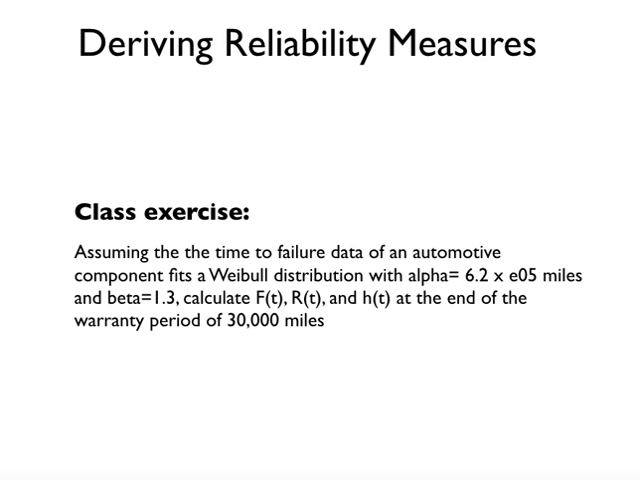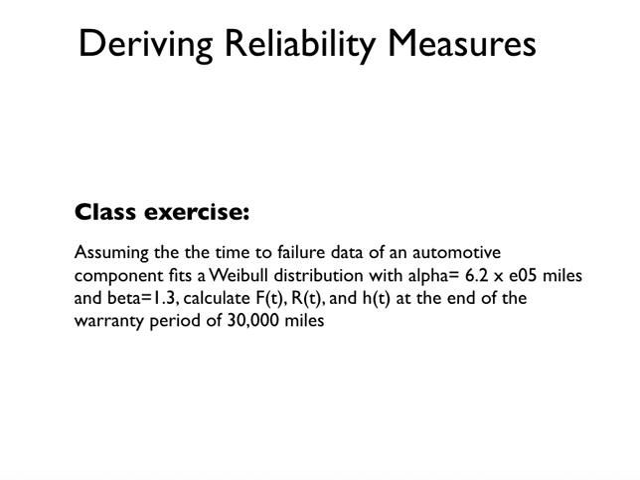So just with those equations, take a second and run a quick calculation. Assuming that the time to failure data of an automobile or automotive component fits a Weibull distribution with an alpha value of 6.2 times 10 to the negative 5 miles and beta is 1.3, calculate the CDF, or F of T, calculate the reliability, R of T, and calculate the hazard function at the end of the warranty period of 30,000 miles.